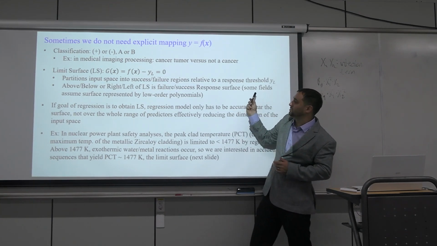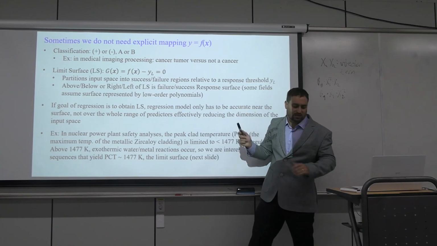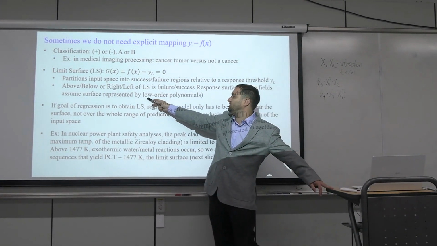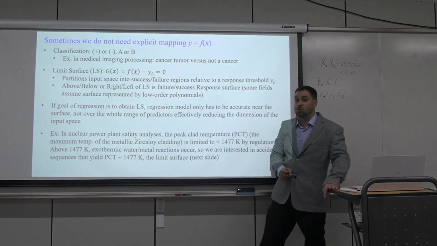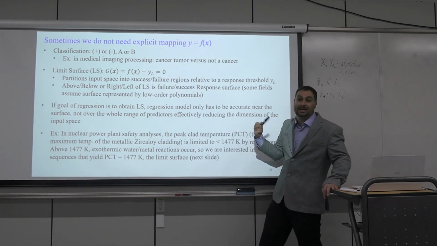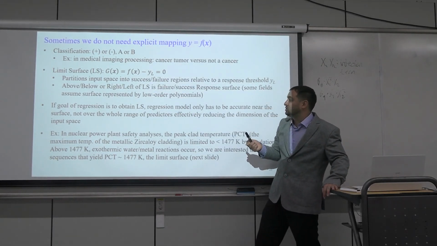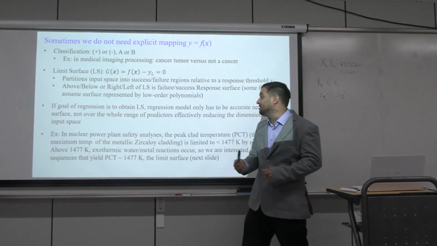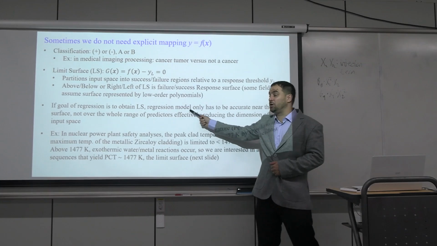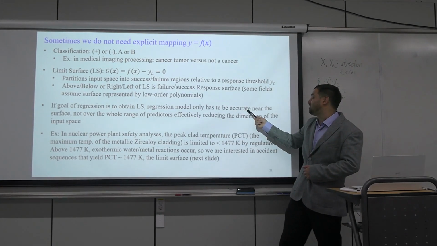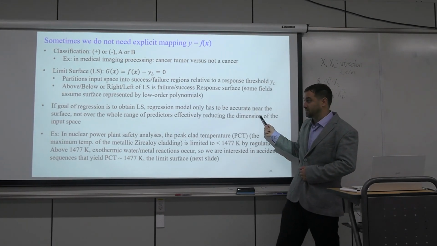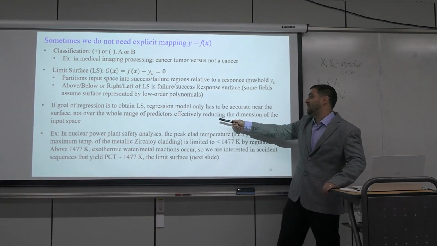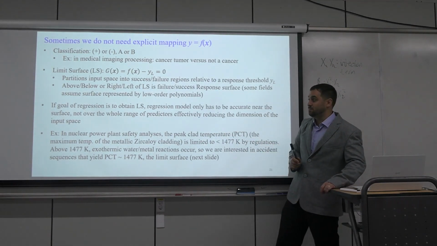And some fields, especially in structural mechanics, will assume the surface is represented by low order polynomials, but once again, it doesn't have to be. And so if the goal of your regression is to obtain a limit surface, the regression model only has to be accurate near the surface, not over the whole range of predictors. Then this effectively reduces the dimension of the input space.